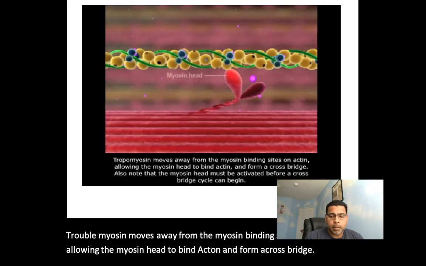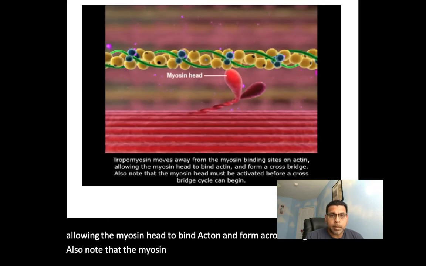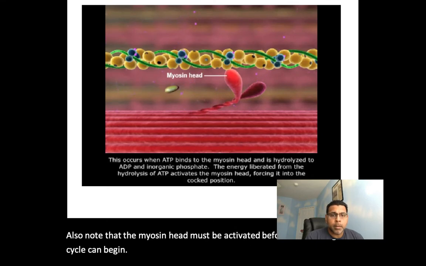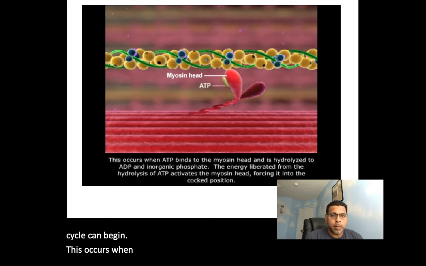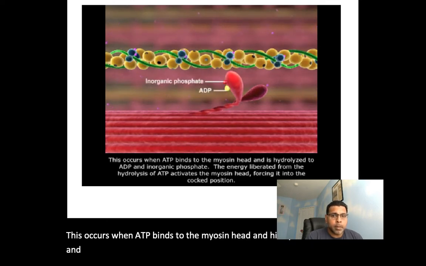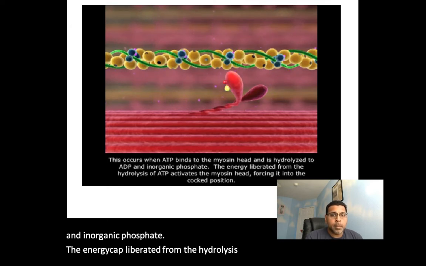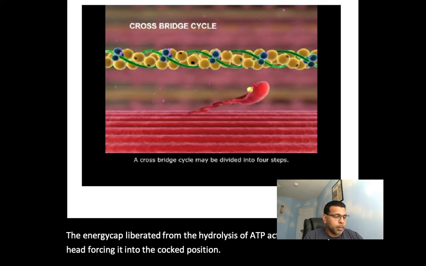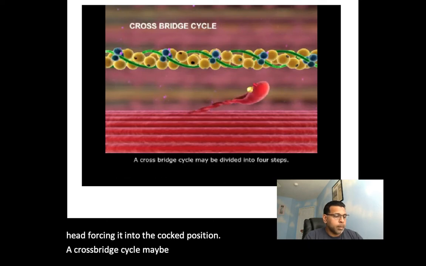Also note that the myosin head must be activated before a cross-bridge cycle can begin. This occurs when ATP binds to the myosin head and is hydrolyzed to ADP and inorganic phosphate. The energy liberated from the hydrolysis of ATP activates the myosin head, forcing it into the cocked position. A cross-bridge cycle may be divided into 4 steps.